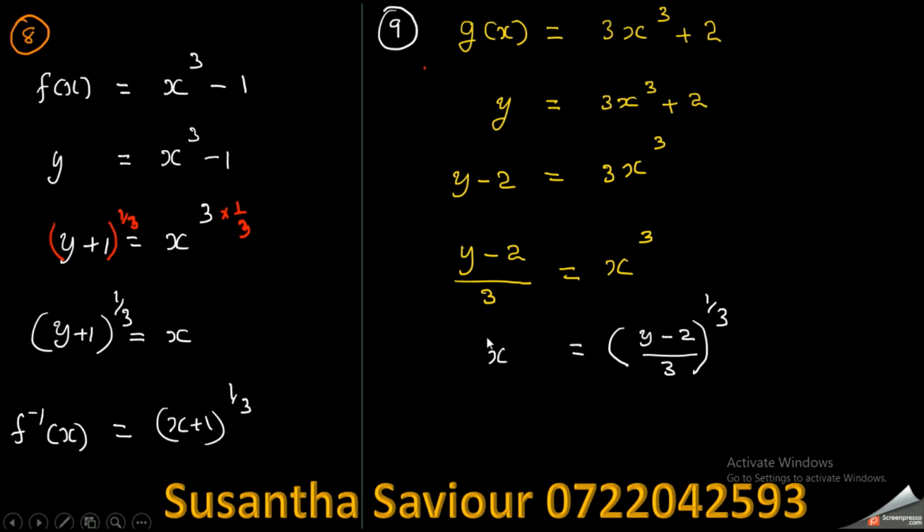So then we slowly replace this x with g inverse, right? And then y with x. So we get finally g inverse x is equal to ((x minus 2) over 3) to the power 1/3. This is our g inverse. We'll move on to another example. Example number 10.